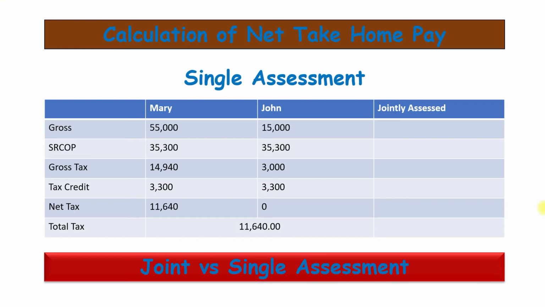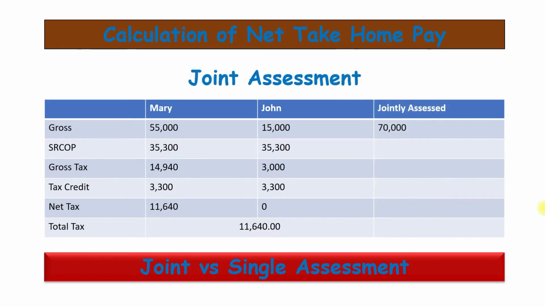We will start by comparing single and joint assessment. In this scenario, John and Mary have their tax calculated singly, even though they are married. As you can see, both of their cutoff points and tax credits are equal. John pays no PAYE as his income is lower than his cutoff point and the tax credit is higher than his gross tax.